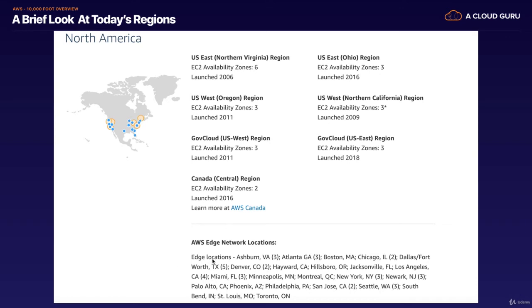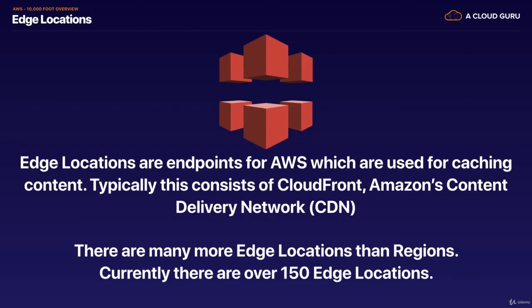We then down here have a whole bunch of different edge locations, and you're always going to have more edge locations than you will have regions. You might be thinking, well, what's an edge location? Well, edge locations are endpoints for AWS, which are used for caching content. So typically this consists of CloudFront, which is Amazon's content delivery network, and we're going to have a look at that in the S3 section of the course.